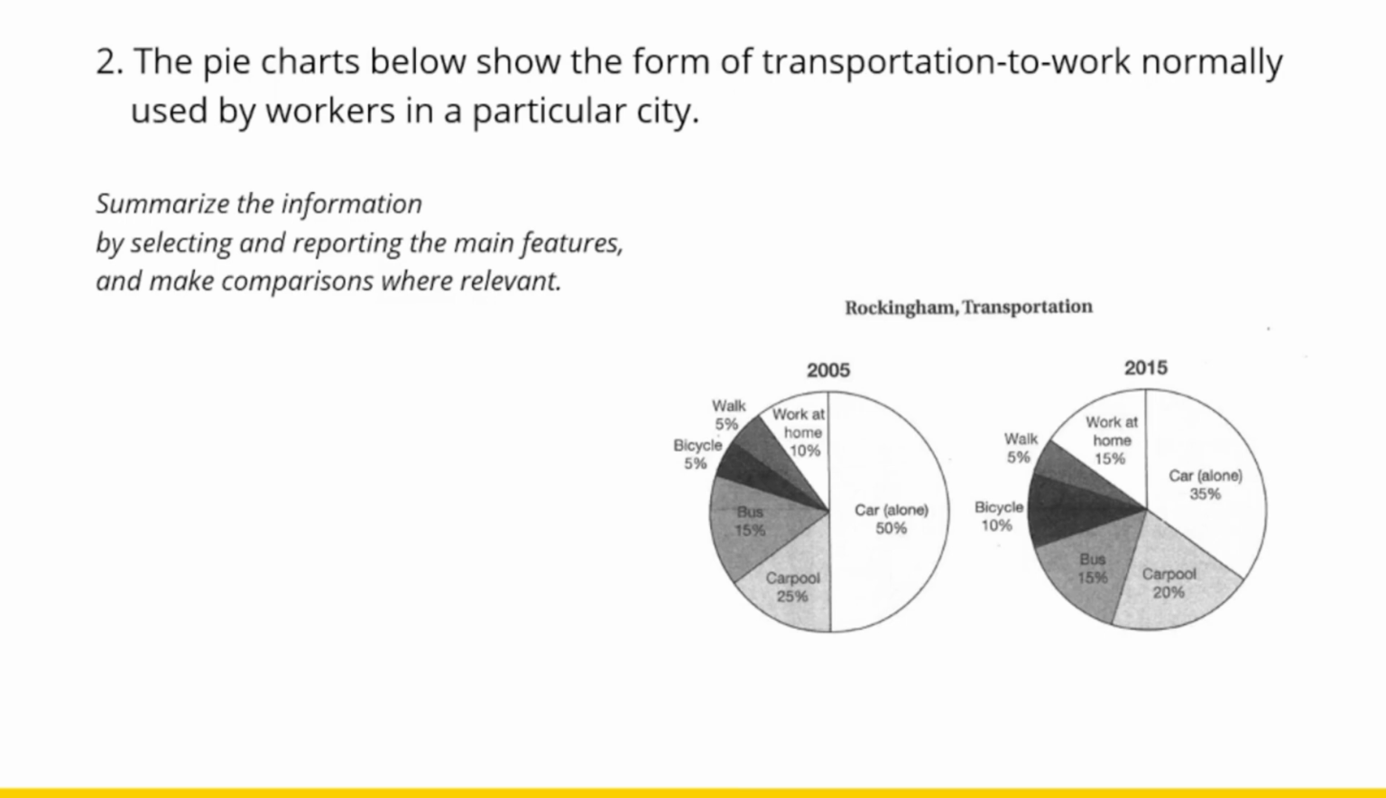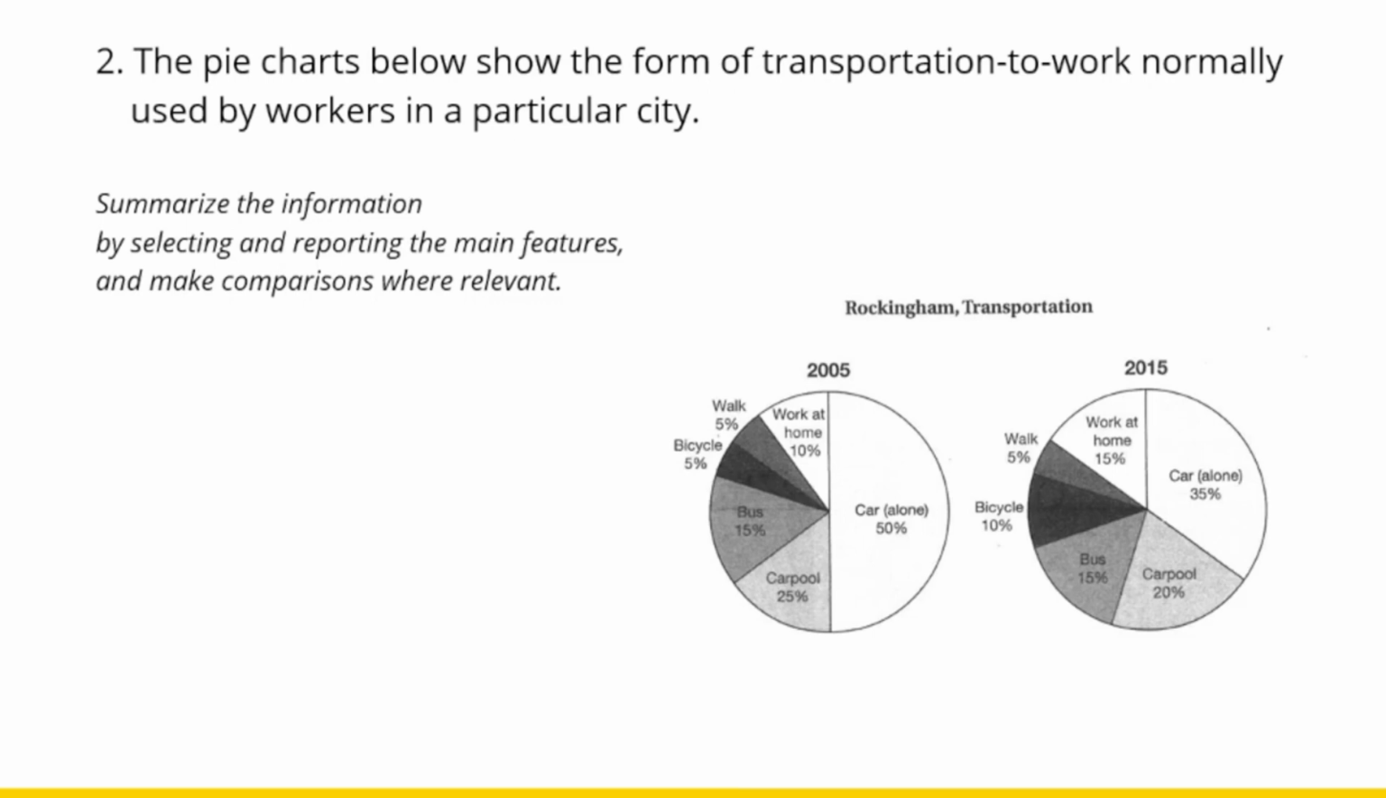So now let's go back to our pie charts. So you see Rockingham, it's our title, and transportation. So it means it's about transportation in 2005 and 2015. And Rockingham represents the name of the city where it happens. So when they say a particular city, that means this is a particular city, Rockingham. And as you see, in 2005, car was the most popular form of transportation. It had 50%. However, in 2015, it decreased in number, and now we have 35% in 2015.